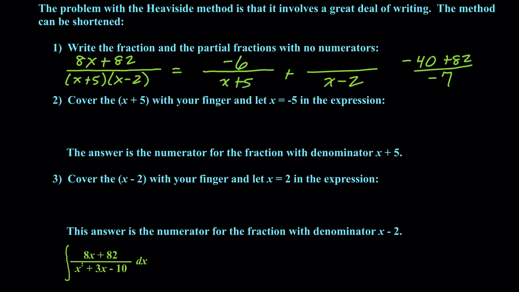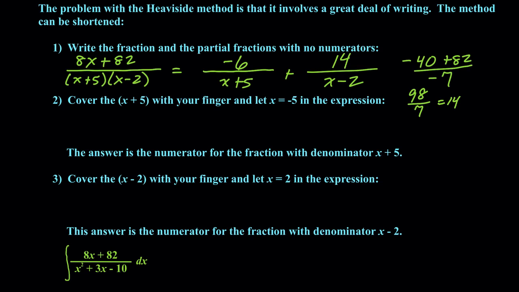All right, so we're going to do the same thing with this to figure out what number goes above this one. So in this situation, you're going to let x be 2, but you're going to cover up this parenthesis. All right, and so if you let x be 2 and cover up this parenthesis, 8 times 2 is 16. 16 plus 82 is 98. And then 2 plus 5 is 7, which is going to give us 14. So that is a much easier and quicker way of being able to figure out what your numerators are.